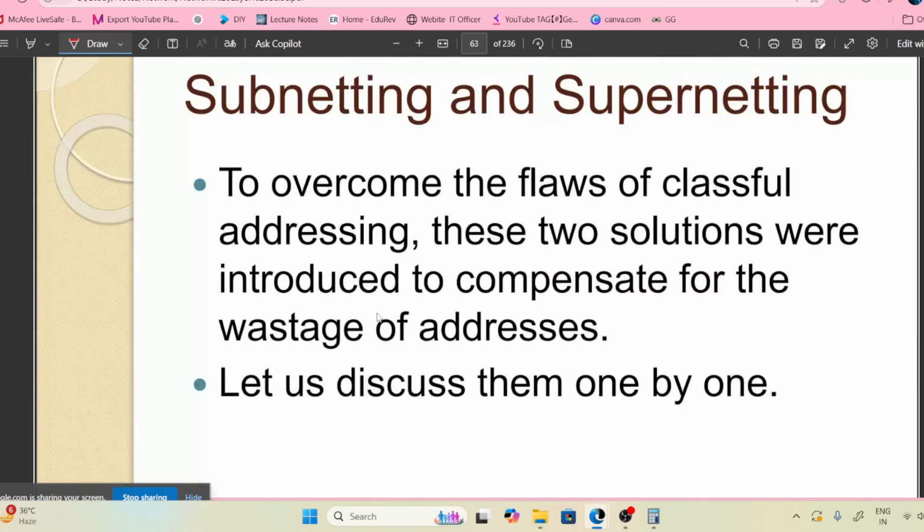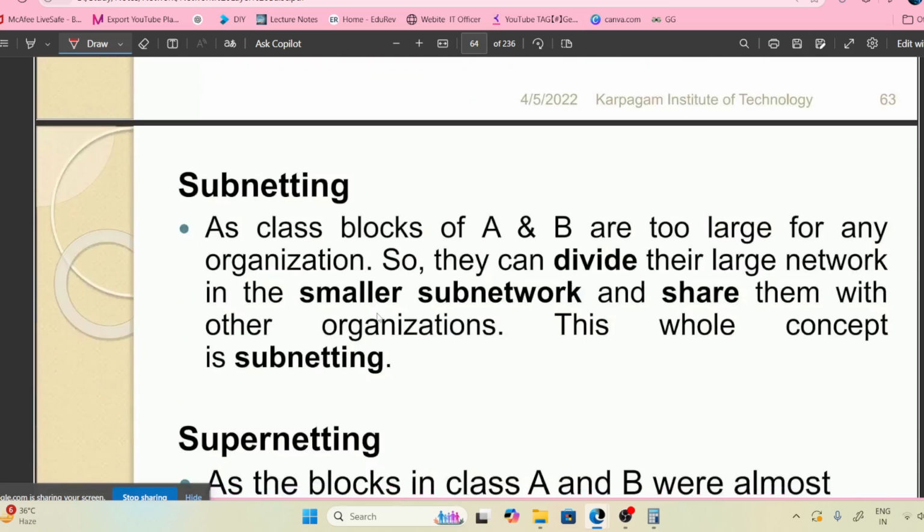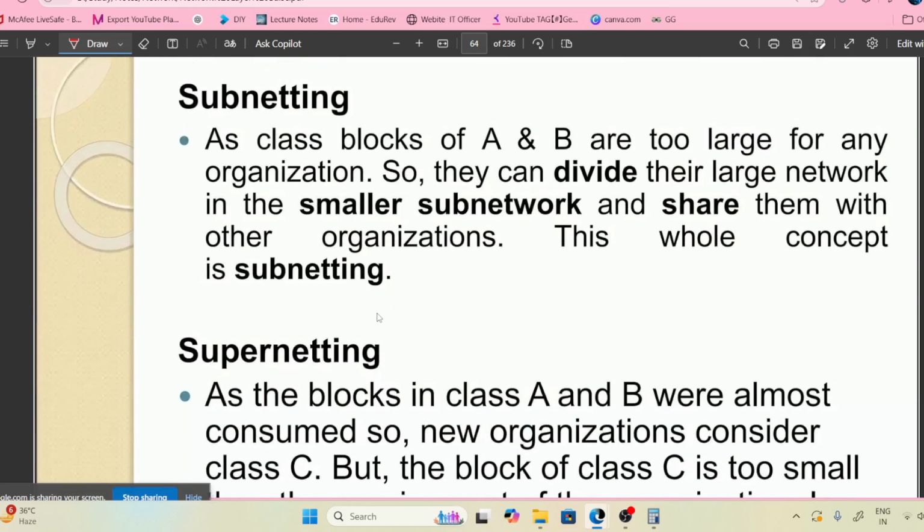These are, we can say, the most important concepts from the exam point of view, from where the examiner is going to ask questions. This is very, very vital. To overcome the flaws of classful addressing, these two solutions were introduced to compensate for the wastage of addresses. So we are going to discuss subnetting and supernetting. From here the examiner asks a lot of questions. So let's see the requirement first, the definition.